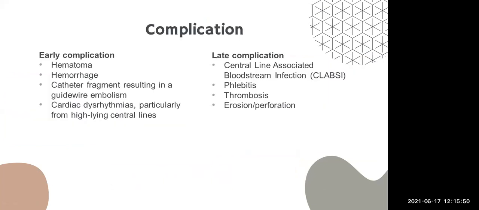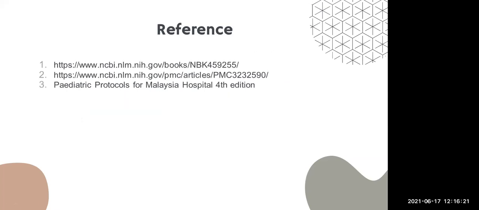Okay, so the complications can be divided into early complications and late complications for femoral venous catheterization. The first ones are hematoma and hemorrhage, and then the guide wire can cause embolism and also cardiac dysrhythmia, particularly from a high-lying central line. And late complications include central line associated bloodstream infection, phlebitis, thrombosis, and erosion or perforation. So these are my references.